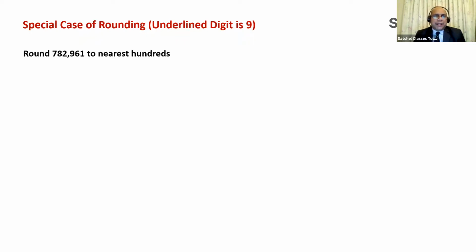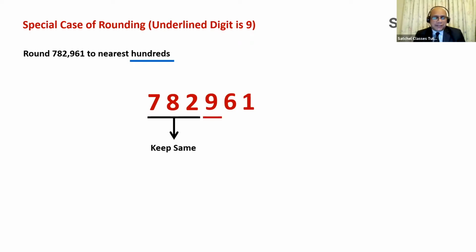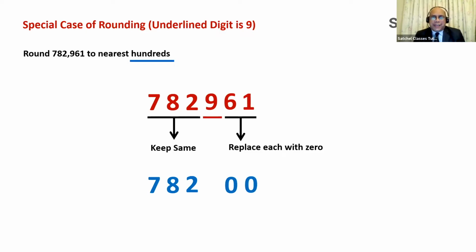So we need to round 782,961 to the nearest hundreds. So let's write the number as it is. And let's underline the hundreds place digit, which in this case is 9. Let's follow the rules. The digits preceding 9, which is 7, 8, and 2, we need to put them as they are in the final answer. So they will go as they are, 7, 8, 2. What about the digits following 9? We replace each of those digits by 0. So there are 2 digits following 9, 6 and 1. So each of them will be replaced by 0. So there'll be 2 zeros at the end.